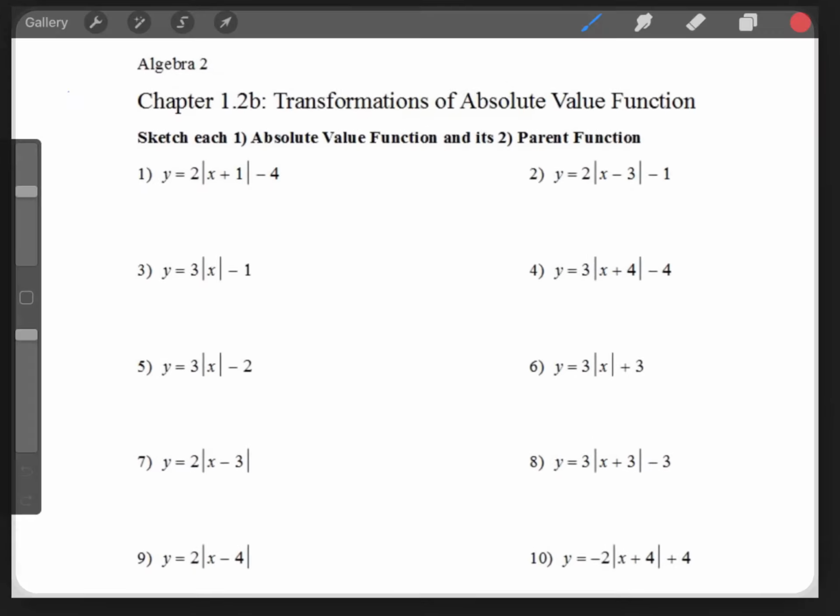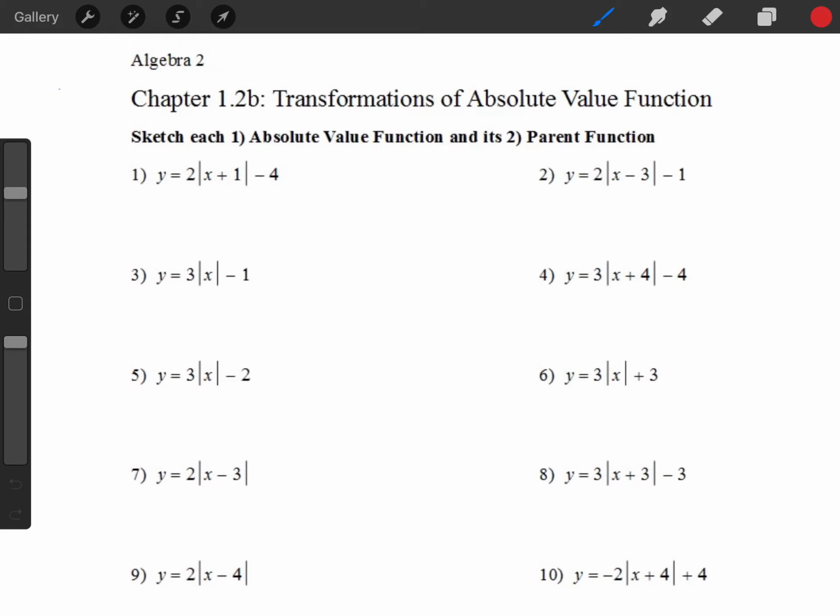So now you're going to see the homework you'll be working on. In this homework, you're going to do the same thing. You're going to give me two V shapes. It's going to be a parent function and the given function.